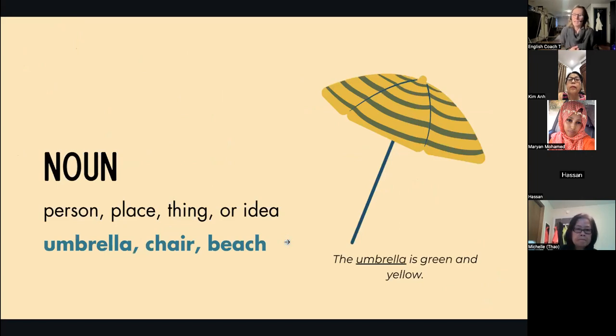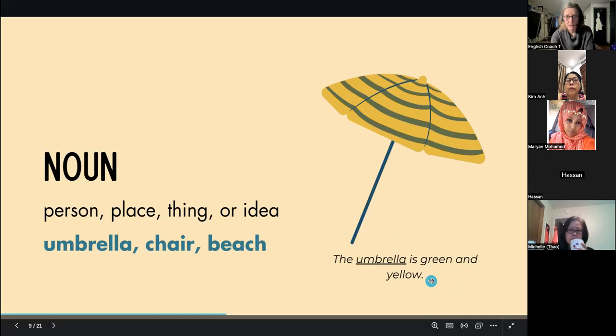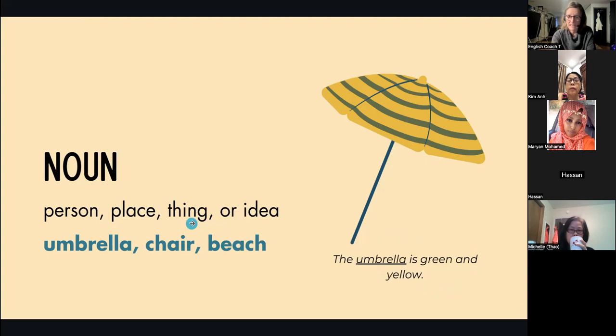Okay, so let's start with noun. You guys all know that a noun is a person, place, thing, or an idea, right? Sometimes people forget about the idea part of the noun, but ideas like what you think can also be a noun. So for example, simple. I'm going to try to make this very, very simple today. The umbrella is green and yellow. Umbrella is the noun. It's a thing.